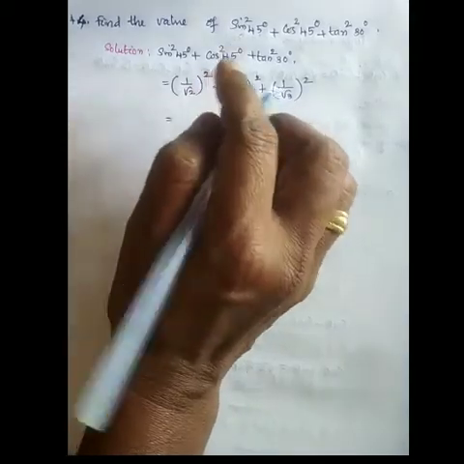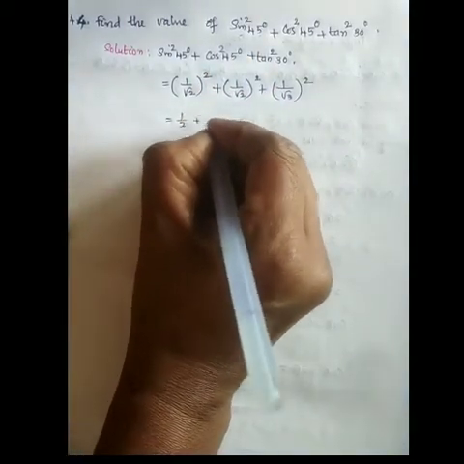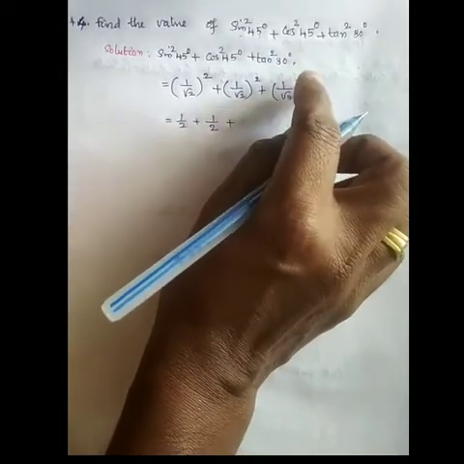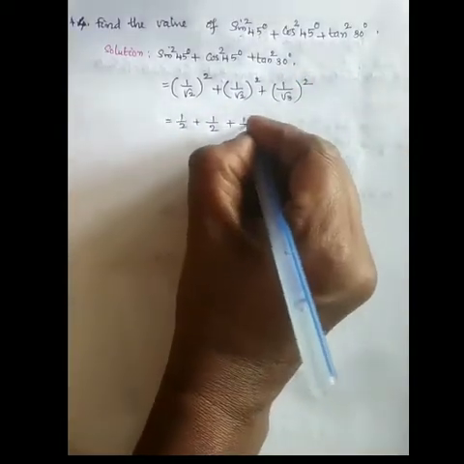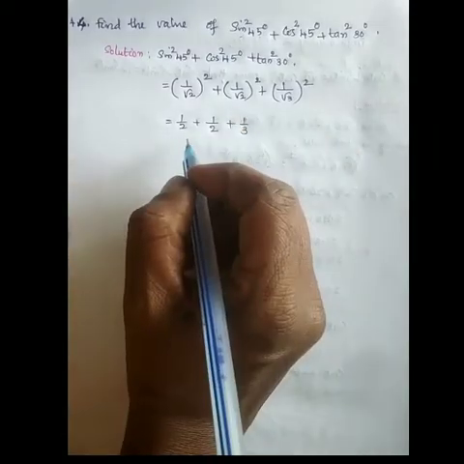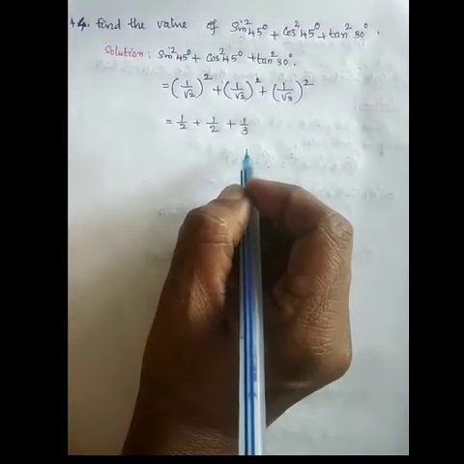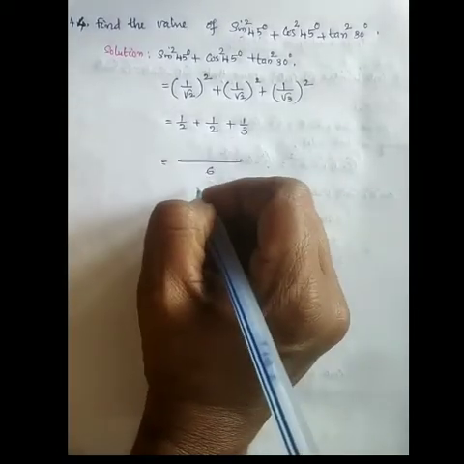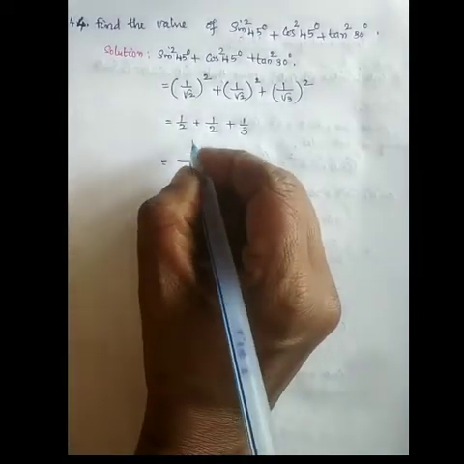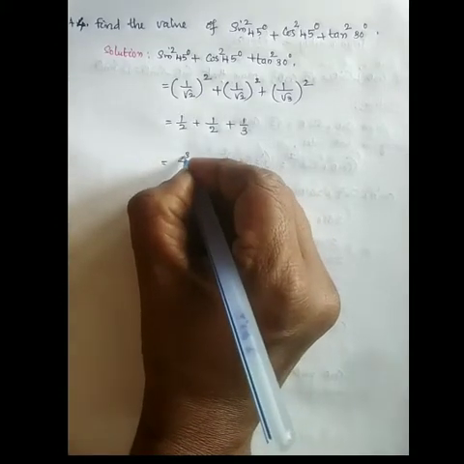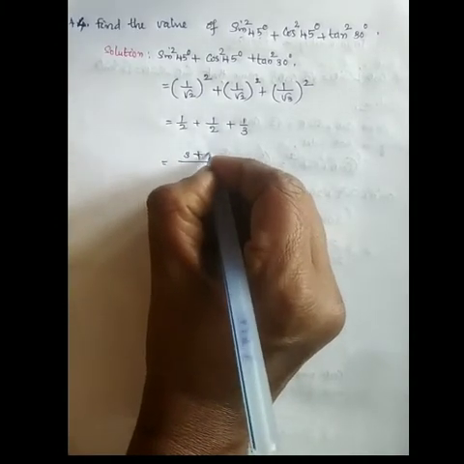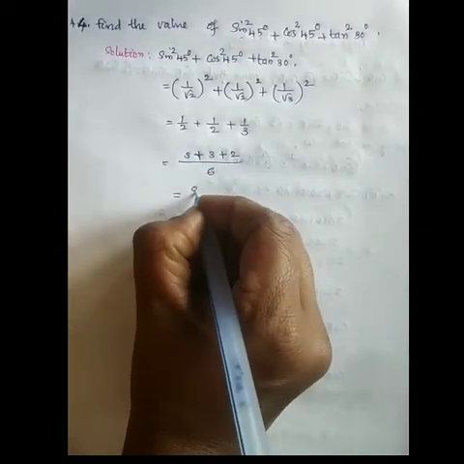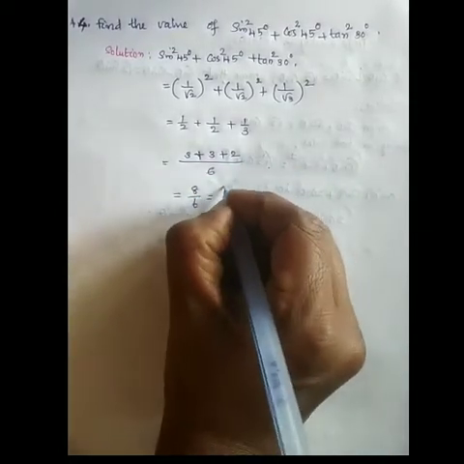One by root 2 the whole square is 1 by 2. Here it's 1 by 2 plus 1 by root 3 square, or root 3 square is 3, 1 by 3. This is 1 by 2 plus 1 by 2 plus 1 by 3. Taking LCM 6, 2 into 3 is 6. Numerator is 3 plus 3 plus 2, is equal to 8 by 6, equal to 4 by 3.